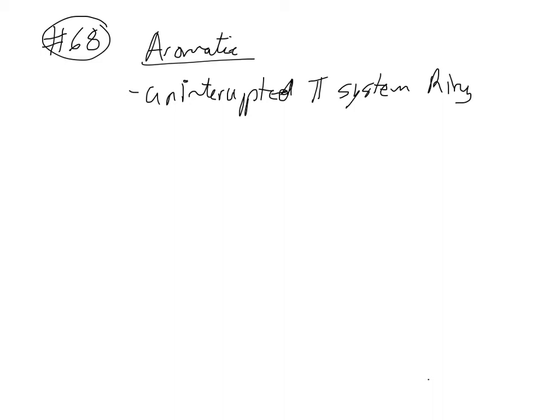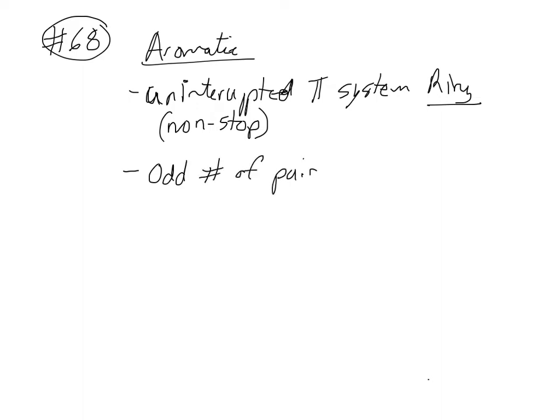Uninterrupted means non-stop. Pi, I'm going to start saying that from now on. A non-stop pi system. In a ring, it has to be in a ring, of course. And then something about the electrons. You have to have an odd number of pairs of pi electrons. Those are the two qualifiers. So it's got to be a ring, and it's got to have an odd number of pairs.